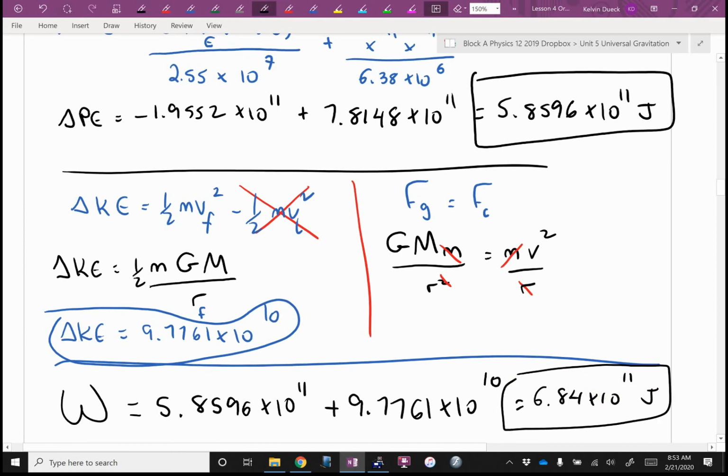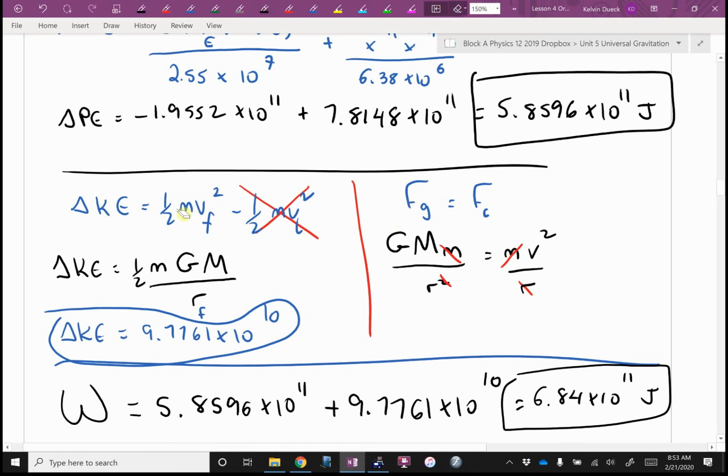I guarantee one of the written questions on your test is going to be find the work to put something in orbit. In fact, I'll probably do two questions. One question might be find the work required just to lift it up there and keep it up there, but not in a stable orbit, where you can cross out the change in kinetic. But I will put one where you're also going to put it in a stable orbit where you can't cross out the change in kinetic. However, I will give you the speed. I won't make you walk through this.